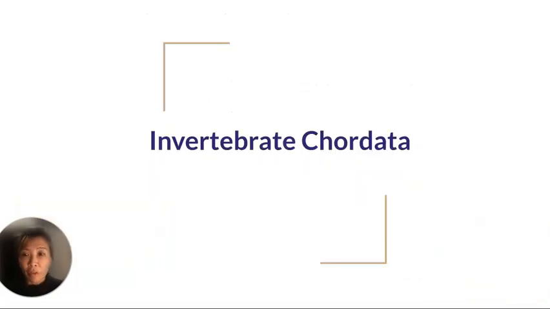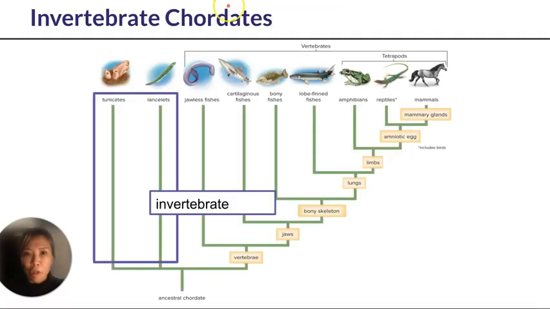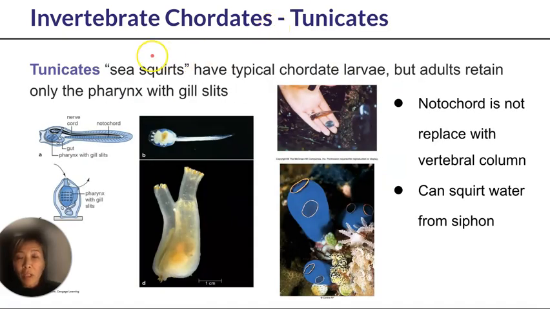First, let's look at invertebrate chordata. The invertebrate chordata is going to include these two guys right here: the tunicates and the lancelet. These are both invertebrate chordates. The tunicates are these little sea squirts, and they have typical chordate larvae. You'll see that in their larvae is where you actually see the notochord. While they look like sponges, they are actually chordata. So they're closer ancestry-wise to us than they are to sponges, even though they do look like sponges.